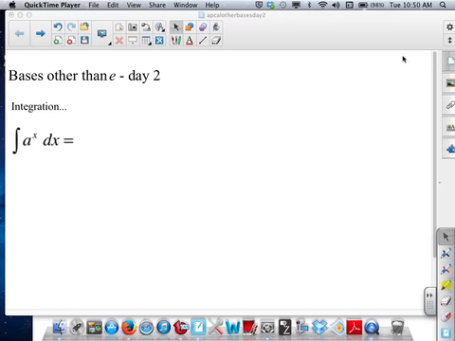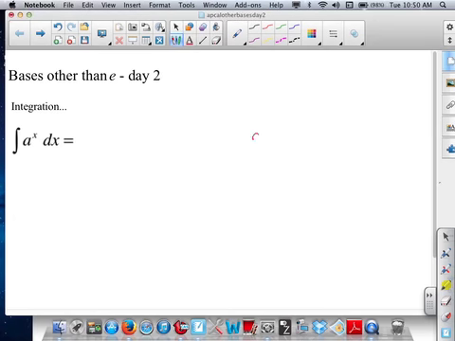Our lesson today is bases other than e, day 2. Here's what we need to know to be able to do this. What we're going to do is integrate an exponential function, a to the x. We learned yesterday that the derivative of a to the x is the ln of a times a to the x.